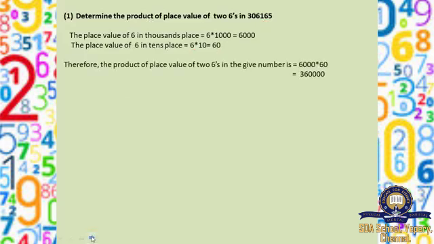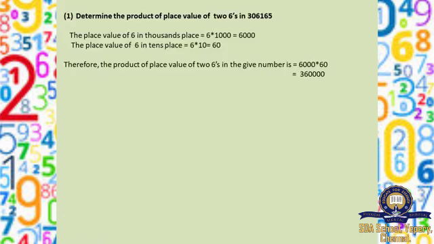So when we multiply, the product of place value of the 2 sixes in the given number is 6000 into 60. We will get 3,60,000.